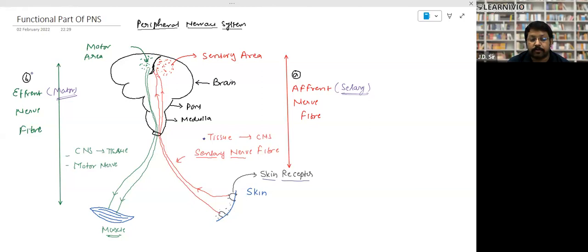Suppose that we touch any hot object. The sensory receptors will receive this message. The message will go to our brain, the decision will be taken, and our hand will be pulled back. So this is the function of the peripheral nerve system. That's how the peripheral nerve system functions. Tell me, is it clear or not? Yes, sir.